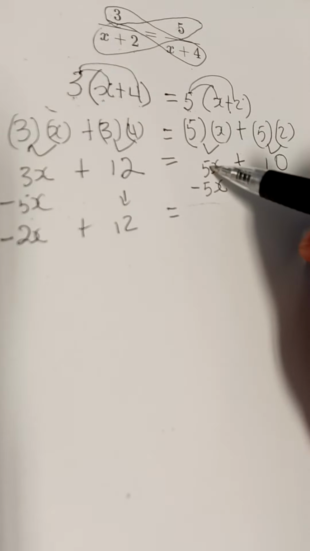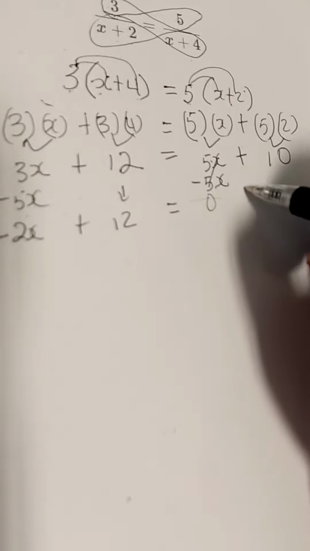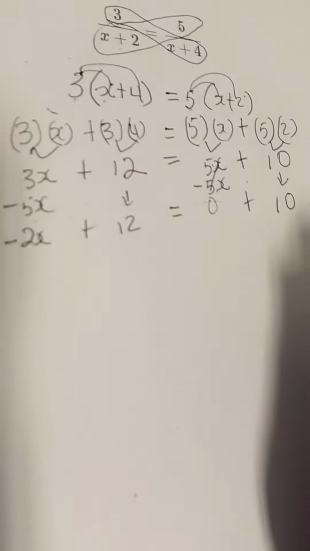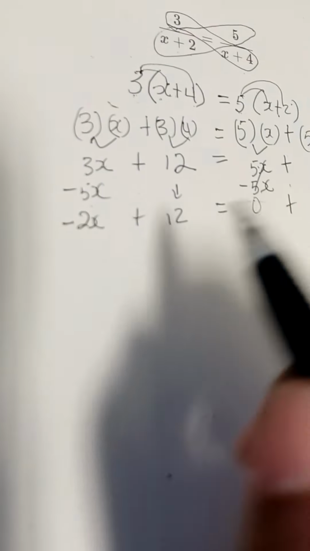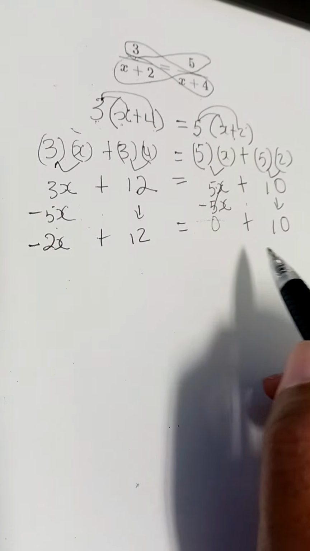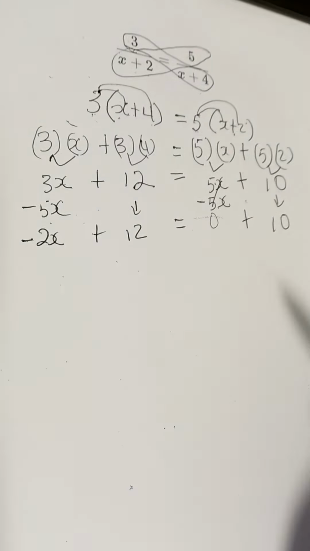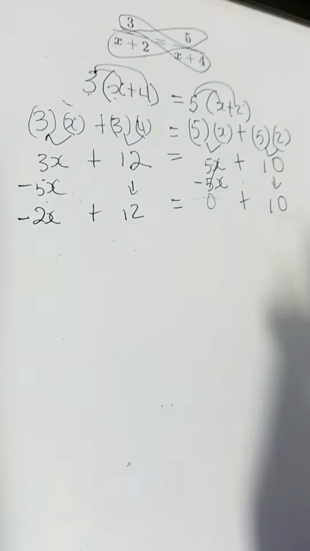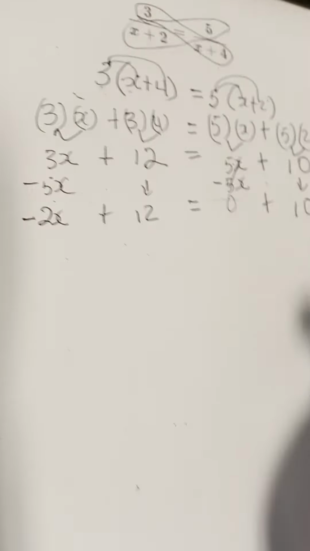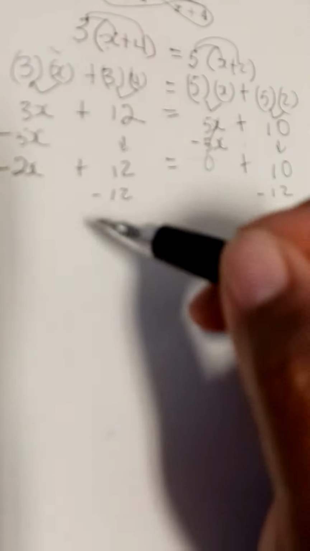Now I have a positive 5x and a negative 5x, and they cancel out each other. Then I bring down my plus 10. So now we have negative 2x plus 12 is equal to positive 10. I'm going to bring my 12 to the other side, so I am going to minus 12 from both sides, taking away 12 from this side and 12 from this side.